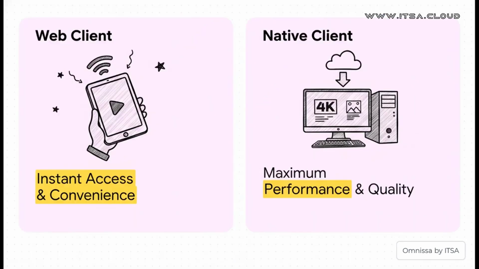The core trade-off really boils down to this. The web client is all about convenience and instant access. The native client, on the other hand, is built for maximum performance. Think of it like this. Streaming a movie online is the web client. It's fast, easy, and works everywhere. Downloading the full 4K Blu-ray file is the native client. It takes a bit of setup, but you get the absolute best, no-compromise quality.